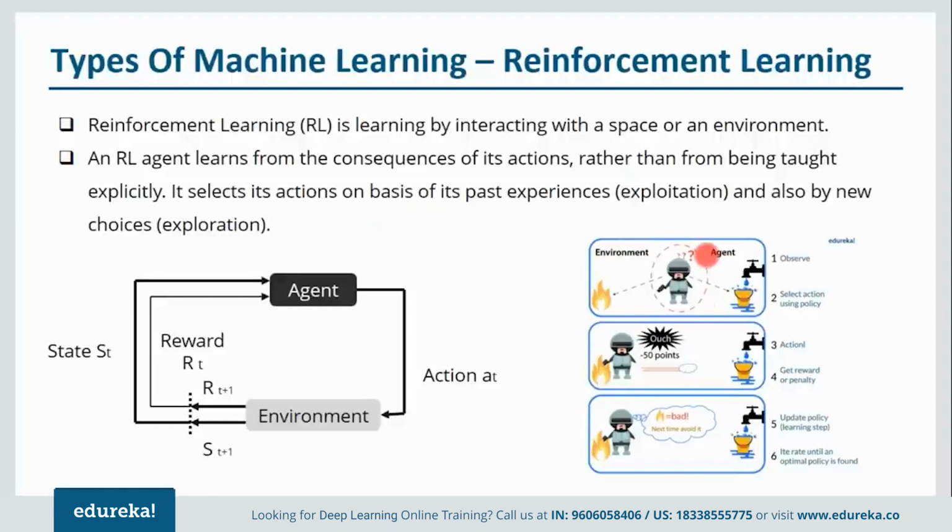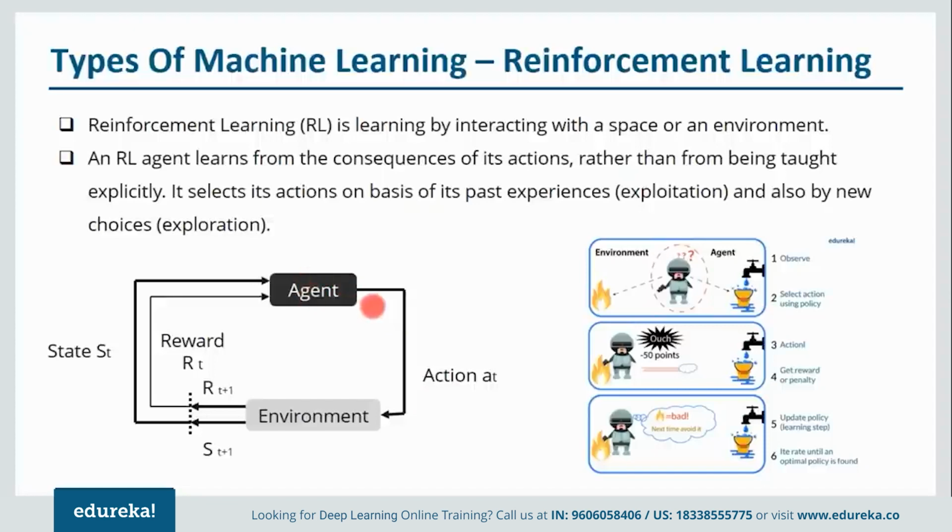Now, the same example is there in front of your screen. So you have this machine. It has two choices, either to touch the fire or touch the water. Now, first, it goes on and touches the fire. Because of that, it gets some burning sensation. Now it has only one other option, that is to touch the water. So when it touches the water, it gets some reward. Because of that, it'll understand that it does not have to touch fire ever again.